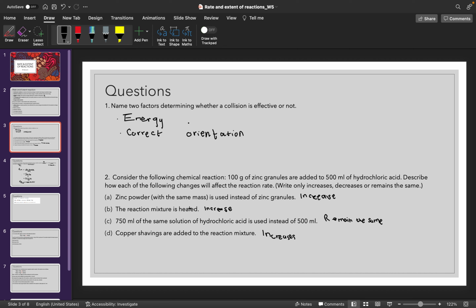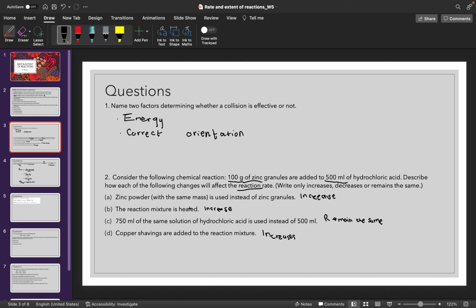And the second example that we're going to discuss today is, consider the following chemical reaction. You have 100 grams of zinc granules added to 500 ml of hydrochloric acid. Describe how each of the following changes will affect the reaction rate. Write down only increase, decrease, or remains the same. So as we have seen, we have a chemical reaction going on. We have 100 grams of zinc granules added to 500 ml of hydrochloric acid. Now we ask what will happen to the rate of the reaction when these changes are made.